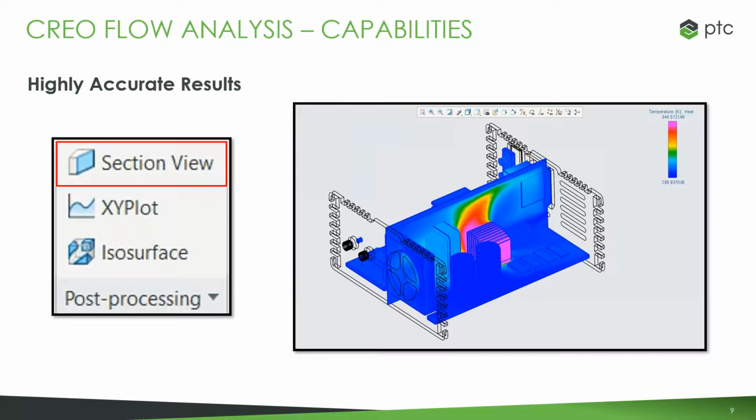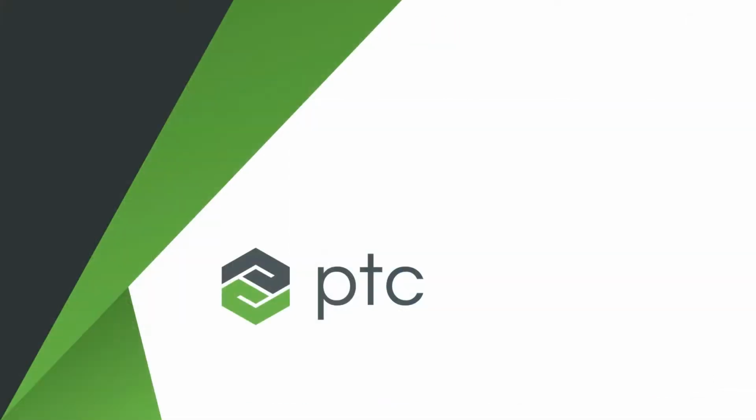So we have many different ways of viewing the results, including taking section views of the model, creating XY plots, viewing isosurfaces like we see on the screen there. And then with this, not only getting results, but getting them in a form that actually provides us with insight rather than just a large sum of data that we have to sort through. And so to get a better understanding of that, I'd like to take us through a little bit of a demonstration here working in the context of Creo.